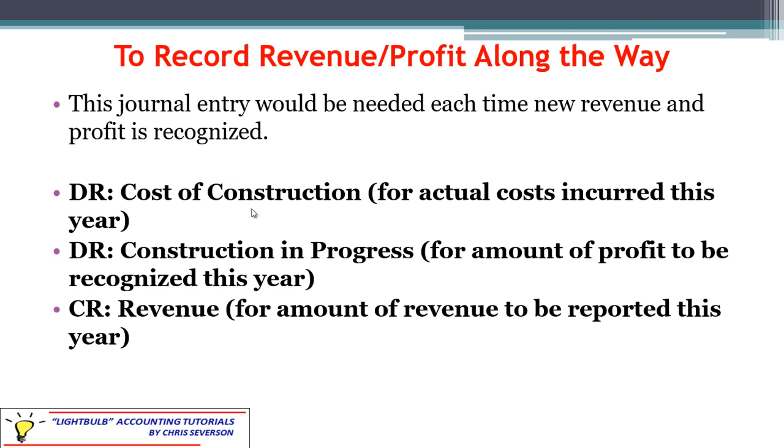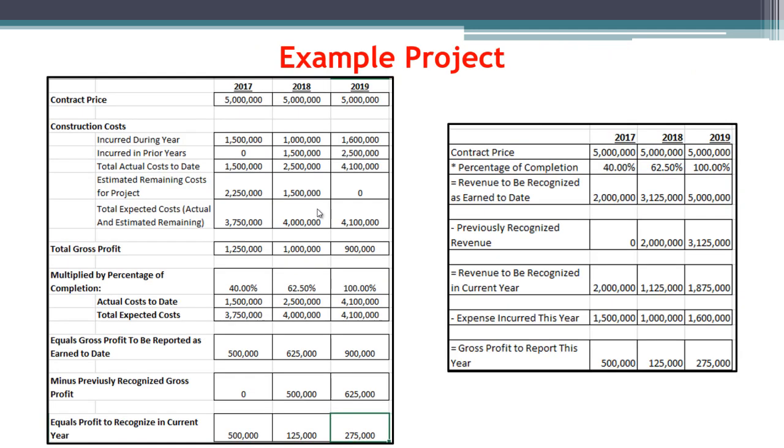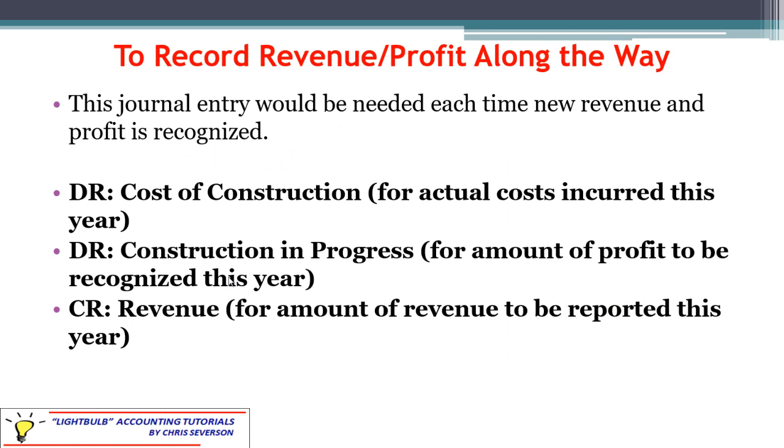So if we go back to our chart, we have all of these numbers. The cost incurred this year, the profit to be recognized this year, and the revenue to be recognized this year. So we've got everything we need out of those charts.